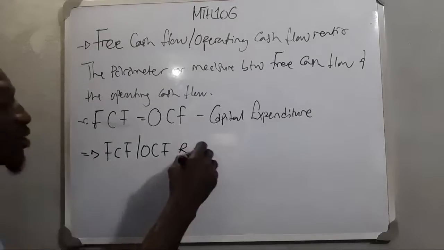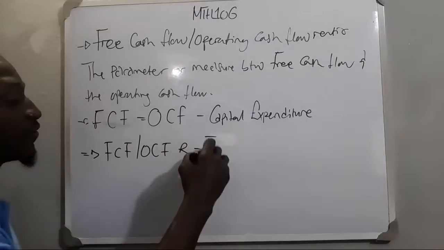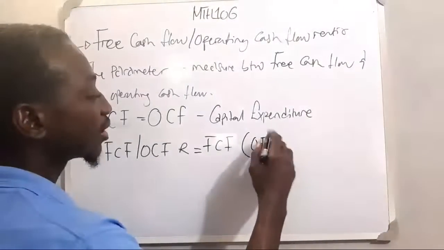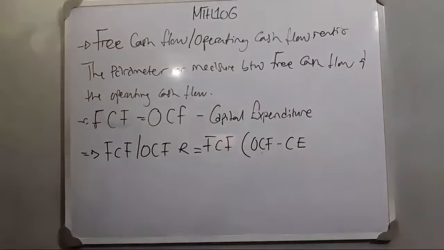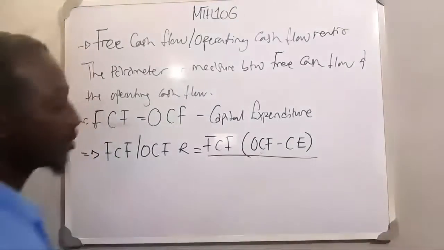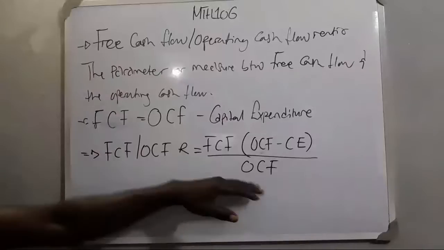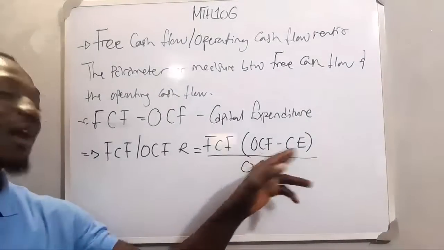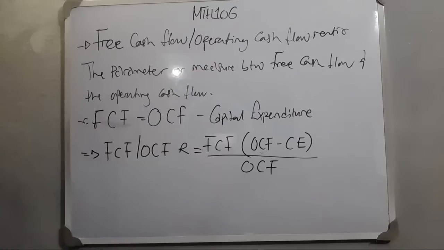So we have the ratio equals free cash flow, into bracket, operating cash flow minus capital expenditure, close bracket. You divide this by operating cash flow. So this is the formula for the free cash flow to operating cash flow ratio: free cash flow, operating cash flow minus capital expenditure, divided by operating cash flow. So we have that as that.